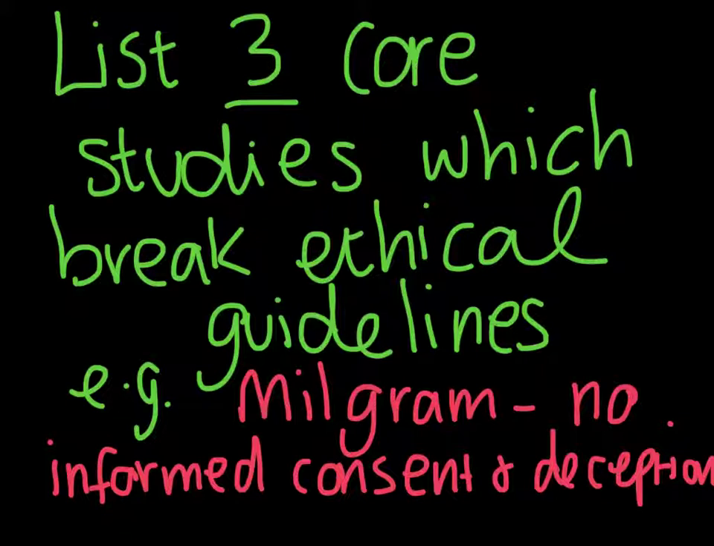There was no informed consent. Participants were self-selected and they did volunteer to take part in the study, but they were deceived as to the true nature of the study and were told that it was a study on punishment on learning. So therefore they were deceived, and if you deceive participants, they cannot give informed consent. Informed consent can only be given when you fully understand the aim of the research. So if you write down 2 other core studies which broke ethical guidelines and briefly summarise what they were.